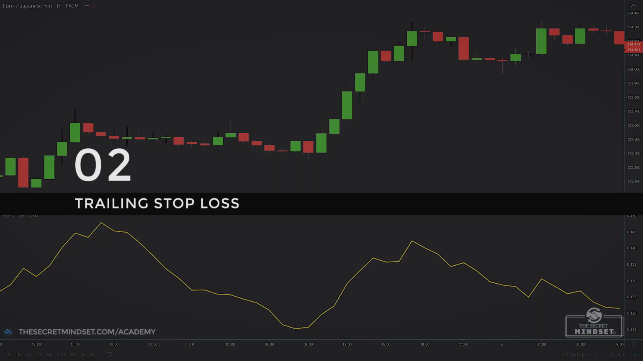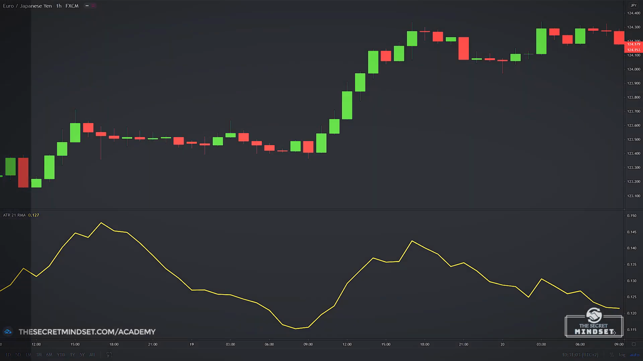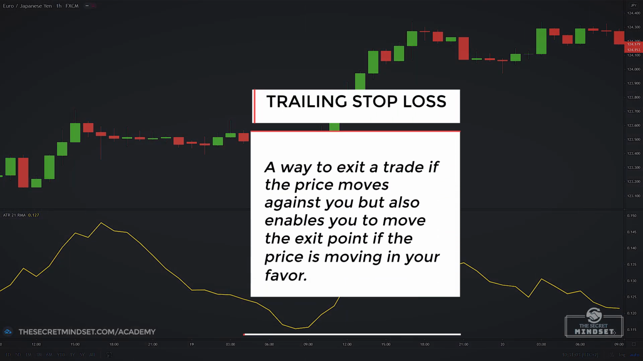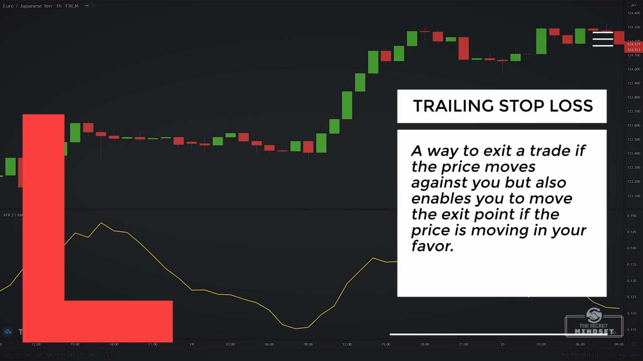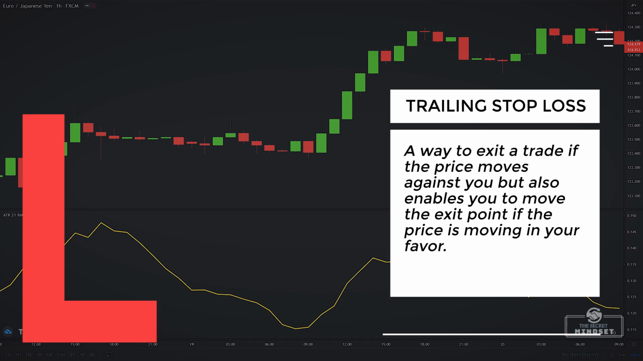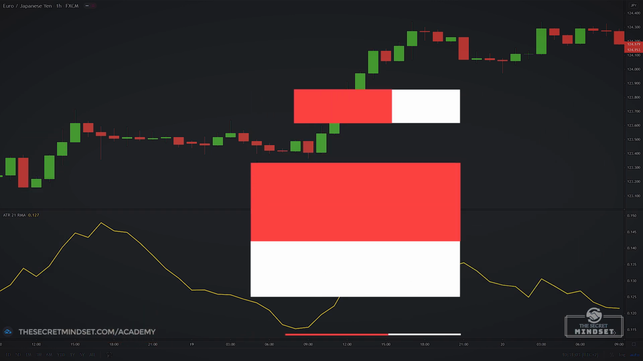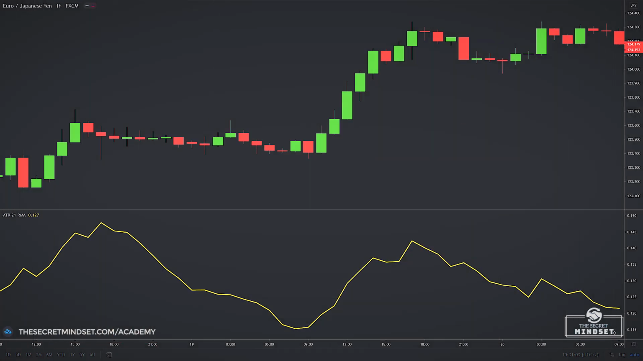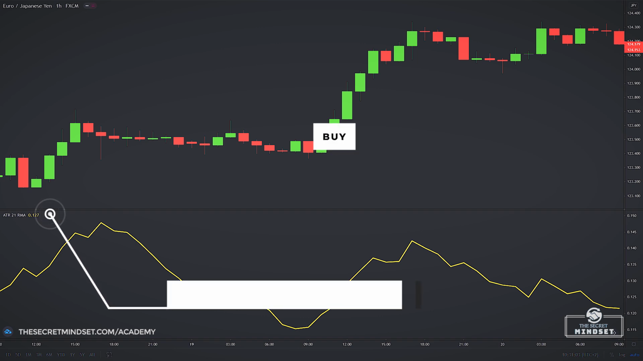Second strategy involves using ATR as a trailing stop loss. A trailing stop loss is a way to exit a trade if the asset price moves against you, but also enables you to move the exit point if the price is moving in your favor. Many day traders use the ATR to figure out where to put their trailing stop loss. Here's how it works. At the time of the trade, look at the current ATR reading.